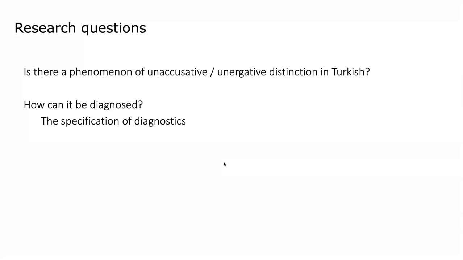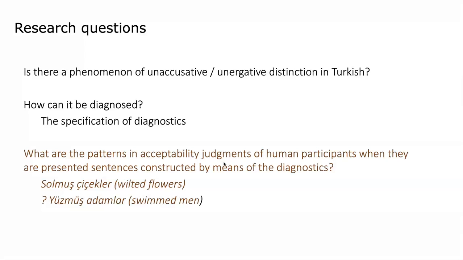So the specification of diagnostics was our goal, and we did it by collecting data on acceptability judgments. So we presented a set of sentences, phrases to a set of participants. Here is an example. How does it look if I use the phrase solmuş çiçekler? Fine, because it is acceptable. But how about yüzmüş adamlar?